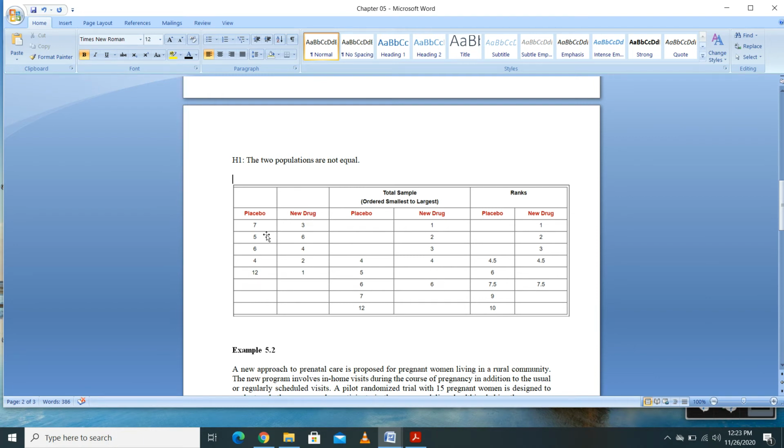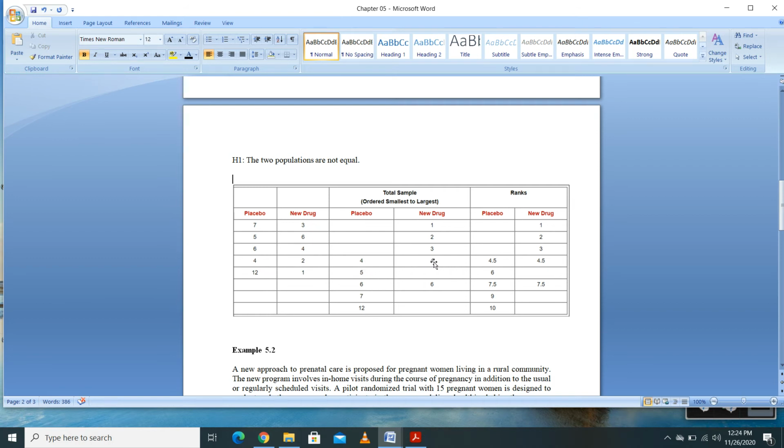For the placebo sample, you have the minimum as 4. So 4, 5, 6, 7, and then you have 12. So you can write 4, 5, 6, 7, 12. Now when you write it in this manner, you can clearly see the tied values, if you have any.